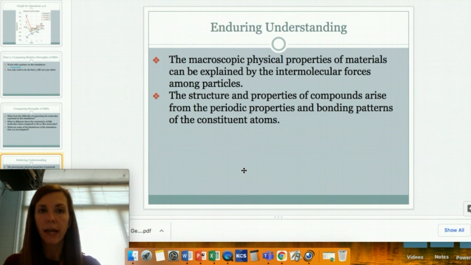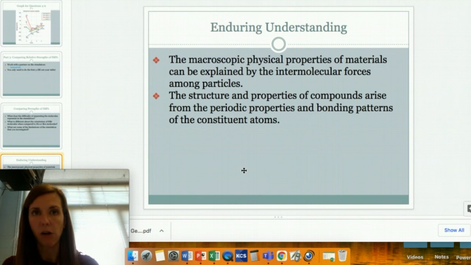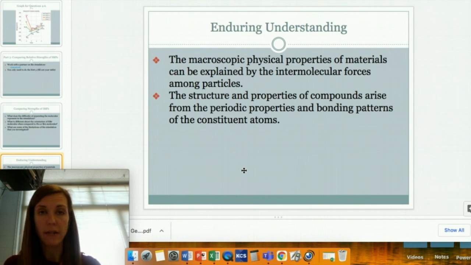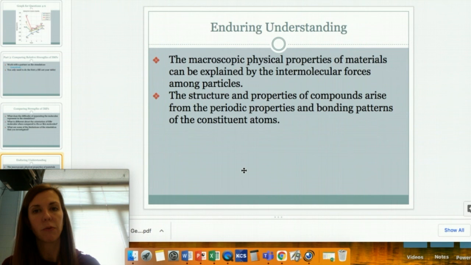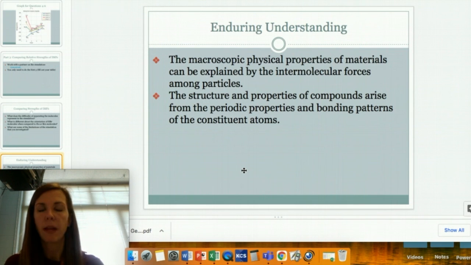And our enduring understanding: the macroscopic physical properties of materials can be explained by the intermolecular forces among the particles. The fact that evaporation rates are affected by the size of the alcohol. The fact that polarity and hydrogen bonding affect the evaporation rate or the boiling point of a liquid or a gas, or even really a solid. The structure and properties of compounds arise from physical properties and bonding patterns of the constituent atoms. So we know that properties arise from these structures, and that is all due to valence shell electron pair repulsion that allows those dipoles to not cancel, which gives us dipole-dipole interactions as well as hydrogen bonding interactions.